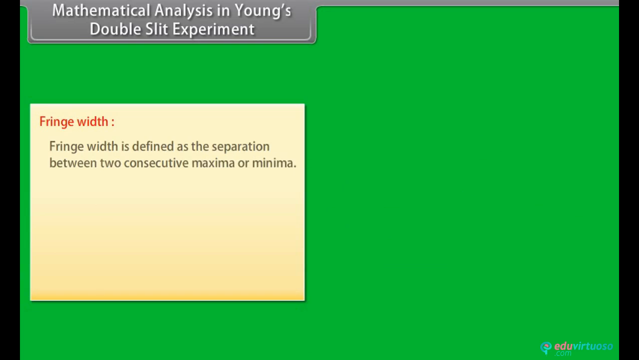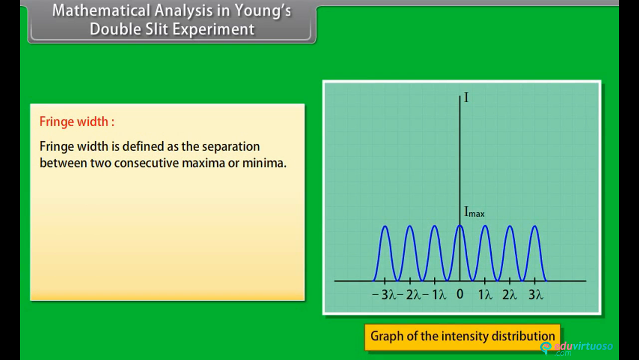Fringe width. Fringe width is defined as the separation between two consecutive maxima or minima. Beta is equal to yn plus 1 minus yn, which is equal to capital D lambda upon small d. Angular fringe width is given by beta upon capital D, which is equal to lambda upon small d.